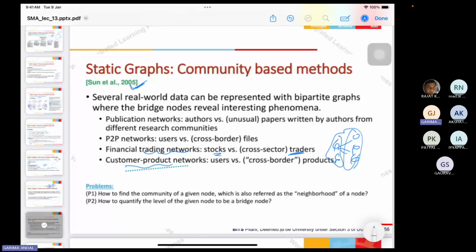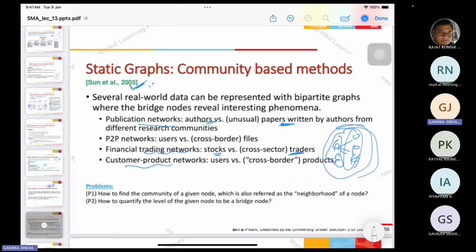Then again, we can have the publication network where we have authors and papers. In this paper, we try to identify communities in these bipartite graphs. Remember, in these graphs we cannot follow the traditional methods of identifying communities. So we have to look into the neighborhood of a node, and based on that neighborhood, we need to identify the communities to which it belongs.